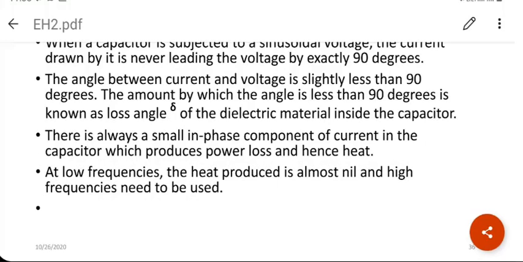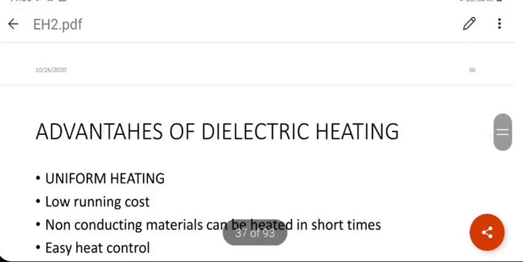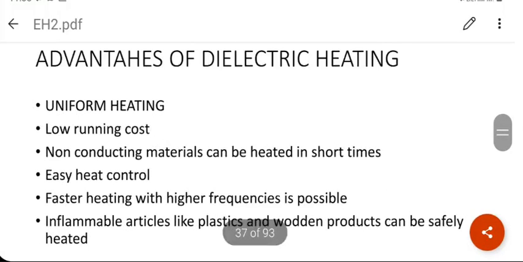Okay. The other thing is, I'll show that in a separate document, that if low frequencies are involved, you will see that heat is not produced in sufficiently large quantity. So high frequencies need to be used. Now, dielectric heating has these advantages. Uniformity can be maintained, low running cost. But by the way, it is very expensive to set up dielectric heating in the beginning. A lot of people avoid dielectric heating. A lot of people in industry avoid dielectric heating only because of the cost.